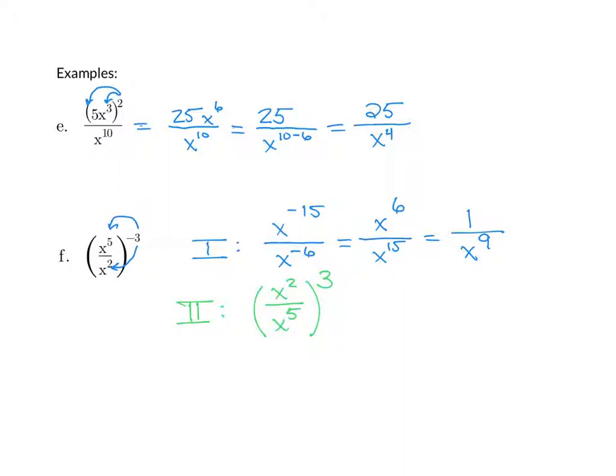From there, I can distribute the 3, and we get x to the 6th over x to the 15th. And we're back to where we were on the previous one. So from here, we subtract them, and we get x to the 9th.